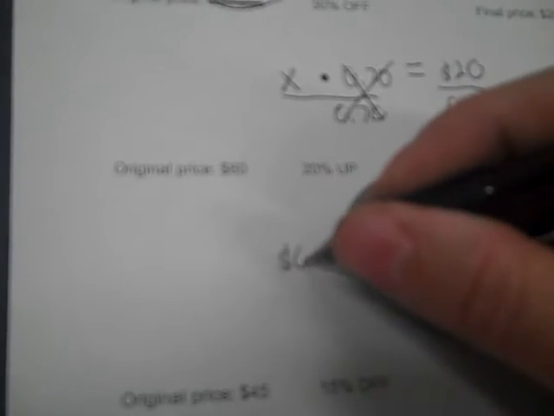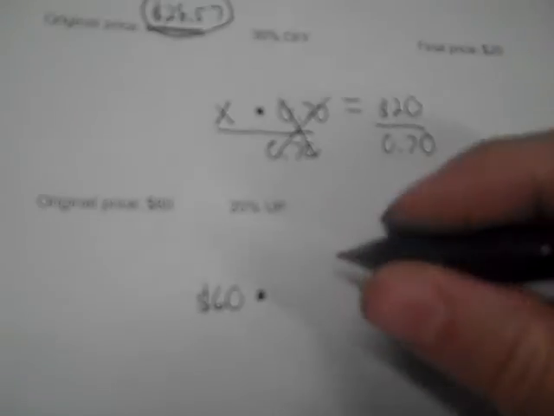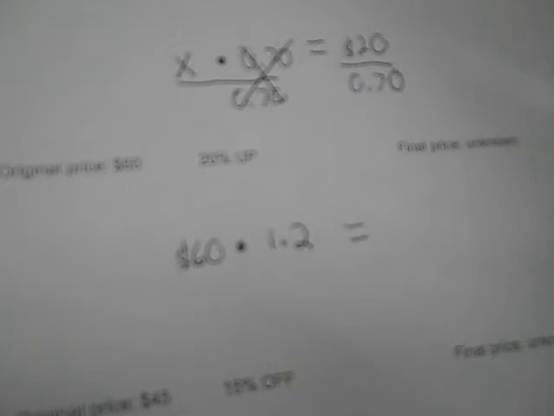Okay, my next problem equals. Our original price is $60, so we write that down. Times, now we don't know our percent. It's 20% up, so we take 100%, but this time if it's up, I add 20%. That's 120%. But then again, that needs to be divided by 100. 1.2. Okay, so that's what I want to use in my equation, 1.2.